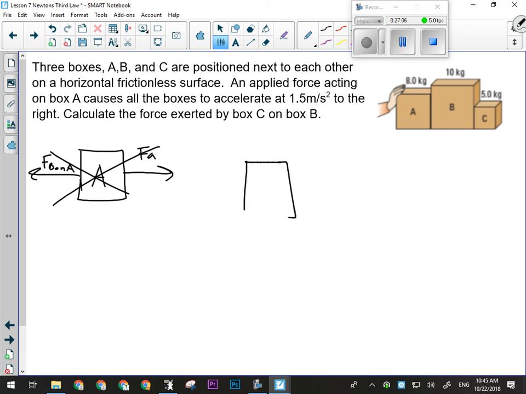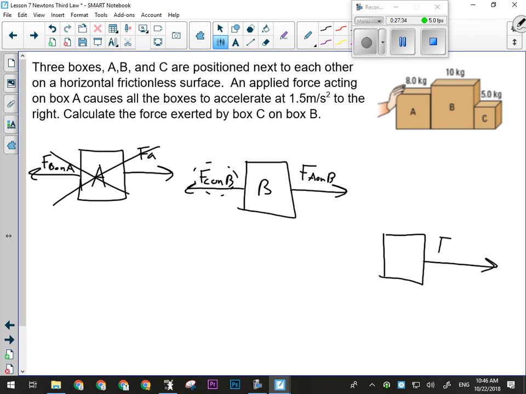For box B, there's the force of A on B. The force of box A is pushing it forwards, and then there's the force of C on B, which is the force they actually want us to find. But I can't figure it out because I don't know what the other forces acting on box B are either. But what I do know is that for box C, because this is a frictionless surface, there is only one force acting on it, and that's the force exerted on it by box B.